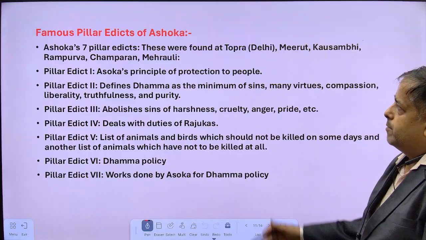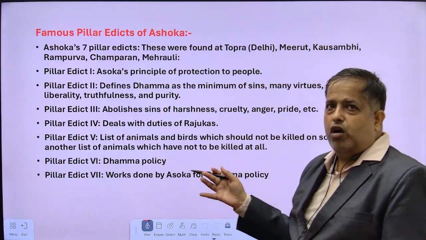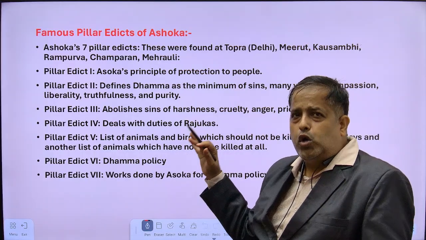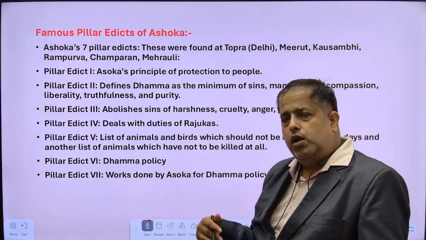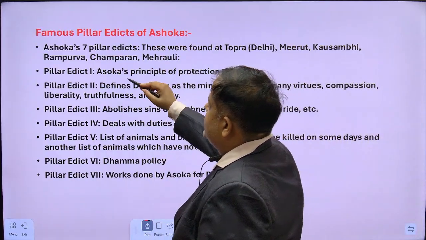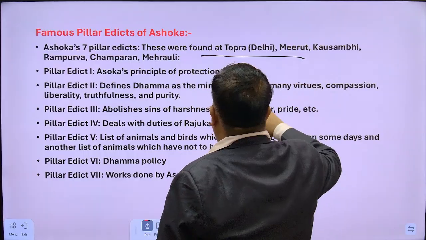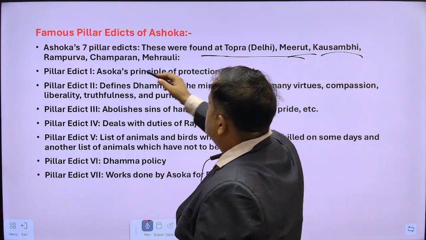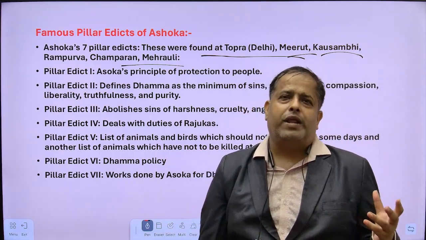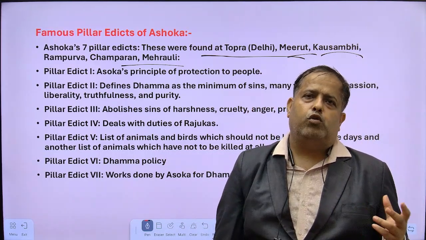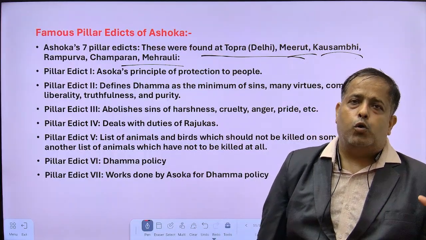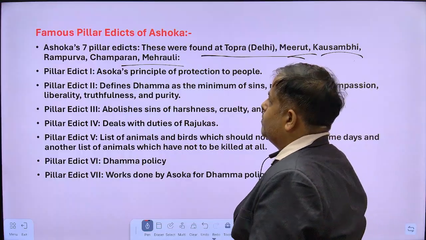Then, beta, Ashoka has some famous pillar edicts, so you have to focus on this. All the notes about Ashoka and Ashoka's spread of Buddhism you got there. If you watch this class carefully, you will get many questions from there. Famous pillar edicts were of Ashoka. Ashoka has seven pillar edicts. These were found in Topra, Delhi, Meerut, Kaushambi, Rampurva, Champaran, and Mehrauli. Ashoka's Meerut and Topra inscriptions were brought to Delhi by Firoz Shah Tughlaq. They are both near the Qutub Minar complex.